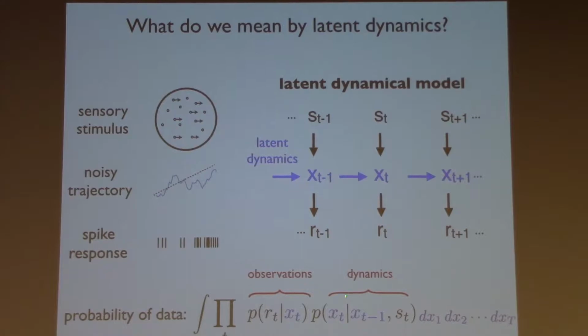We have a model of those dynamics, how x of t depends on x at the previous time bit and the stimulus. And that dynamics model just describes this upper part of the diagram. And then we have an observations model that describes how we get these spikes given the latent variable at each moment in time. And now this involves a high-dimensional integral over the value of the latent variable at each moment in time. Barry, do you have a question?